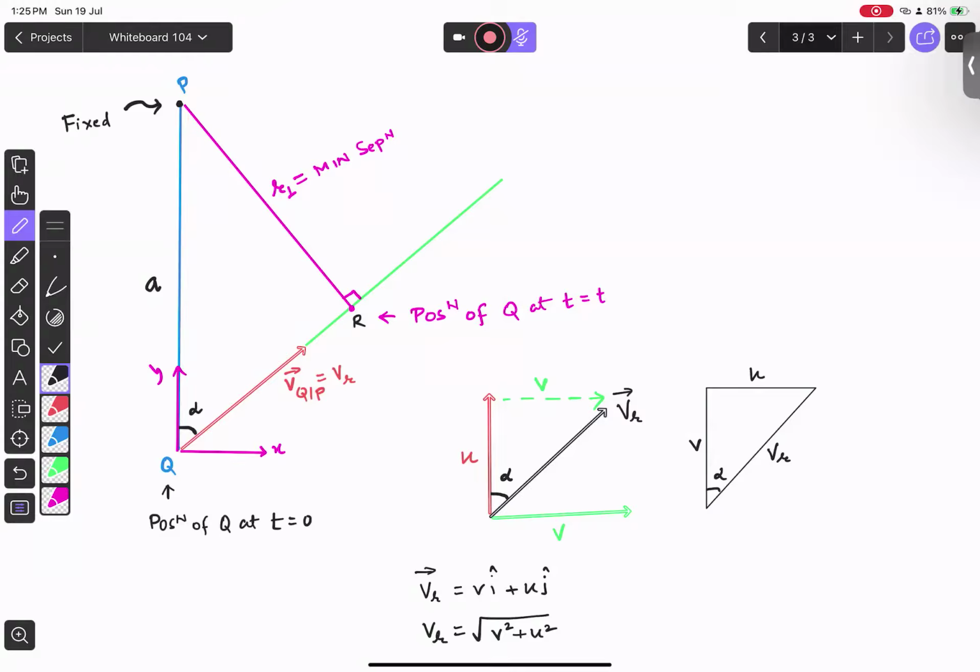The triangle PQR we have. In that triangle PQR, the job is to find the length PR.